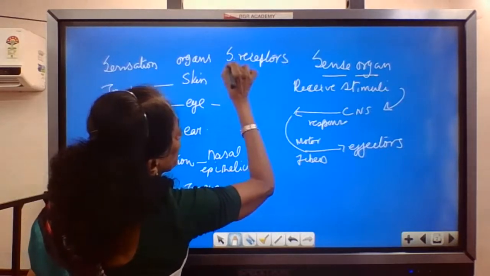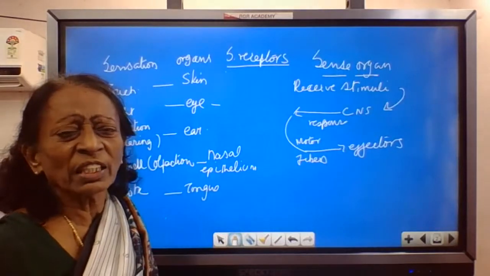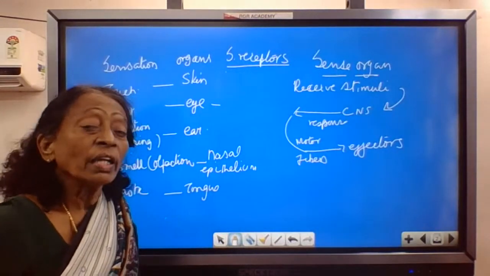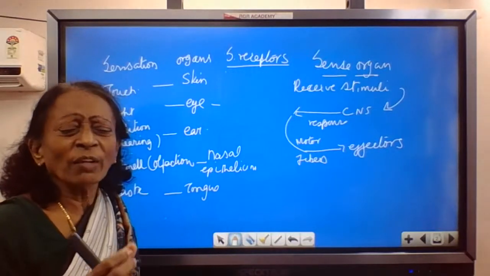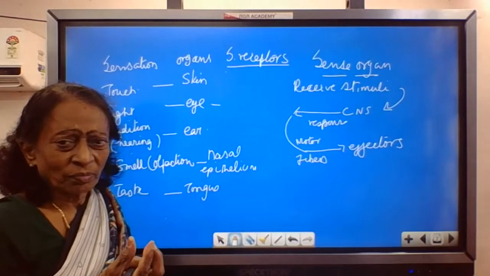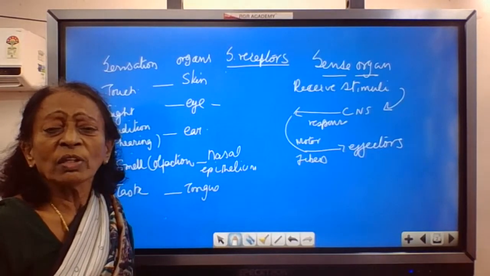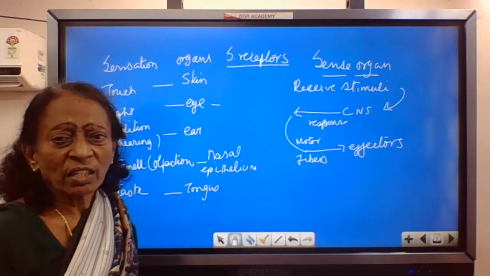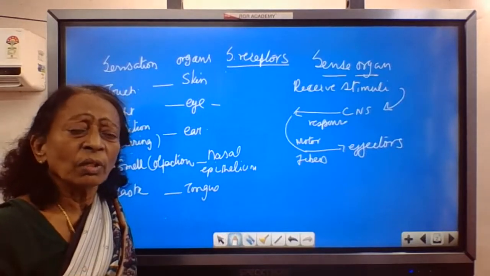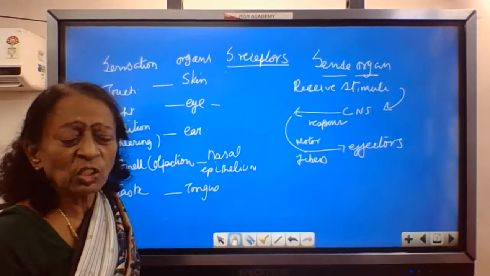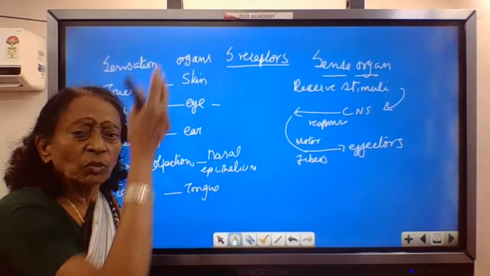The receptor can be a simple nerve ending, an axon ending branching into the end plate. Definitely it will be a nerve ending axon only, but it can be modified in the form of a structure. For instance, when you talk about the eye, you know very well rods and cones are sensory cells, but the axons form the optic nerve, the ganglion of the optic nerve. Finally the stimulus is received by the optic nerve, and the optic nerve takes the stimulation to the brain.